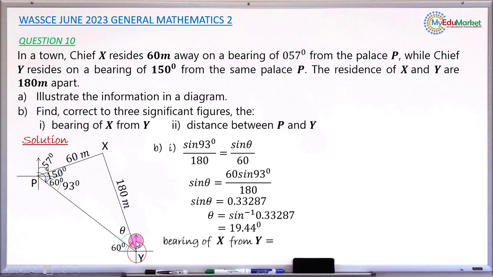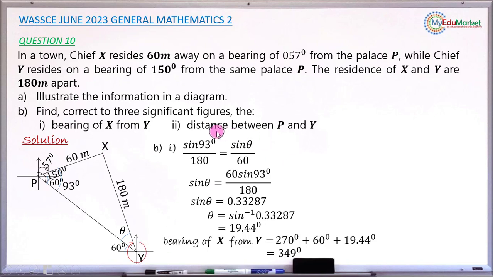And this bearing is from here down here, which is from here to this: 270 plus this angle 60 plus this angle theta, which I have as 19.44 degrees. Let me just write it. So I have 270 plus 60 plus 19.44 degrees. Adding these three values correctly gives a result of 349 degrees when rounded to three significant figures. This will now be the bearing of the residence X from the residence Y.